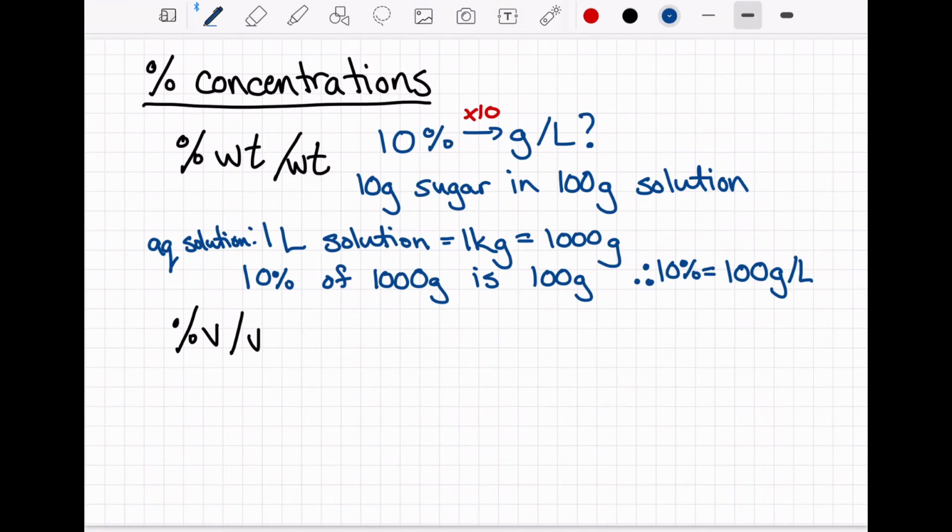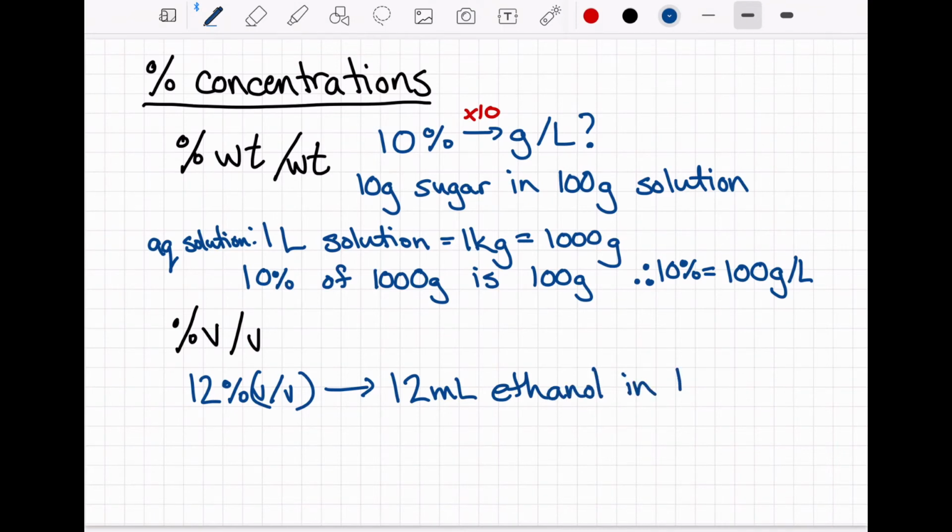So when we're talking about volume per volume, the only thing I want to say in this case, so if we had a 12% volume per volume, okay, alcohol solution or wine, what that means is that there's 12 milliliters of ethanol in 100 mils of, let's just say, the wine, okay, or the solution. That's what percent volume by volume means, okay?